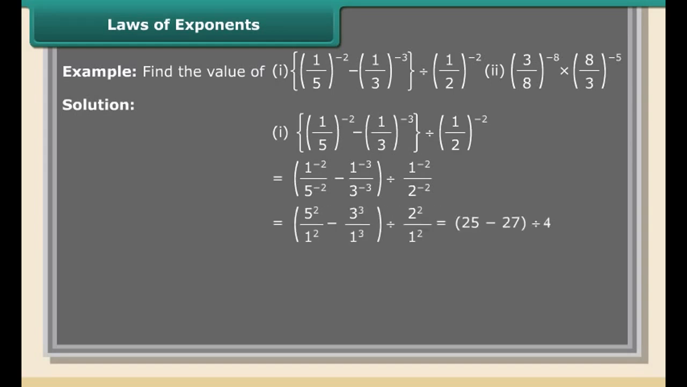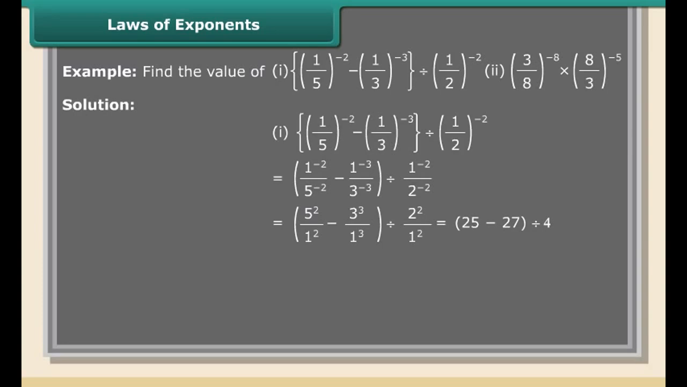(-5)^(m+10) is equal to (-5)^9. Equating the exponents, m plus 10 is equal to 9. m is equal to 9 minus 10, which equals minus 1.